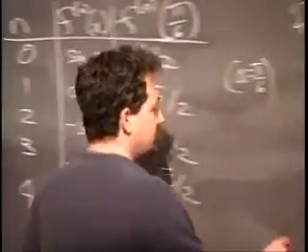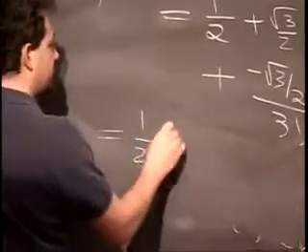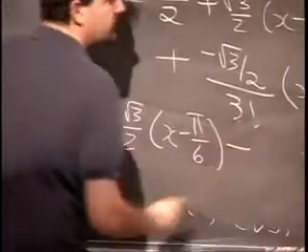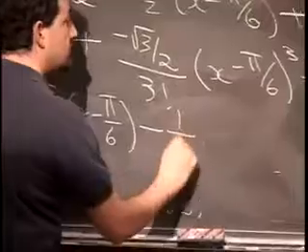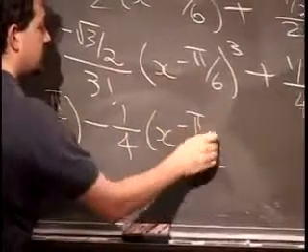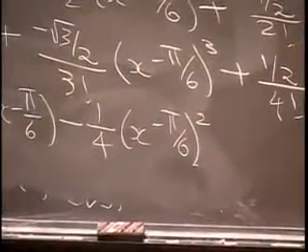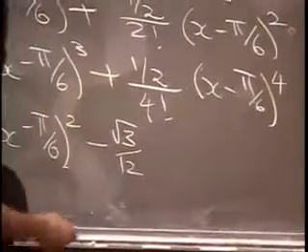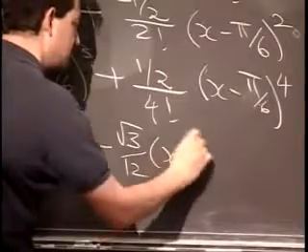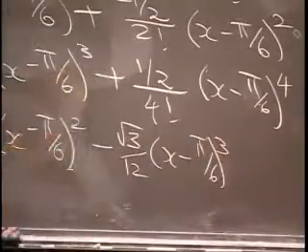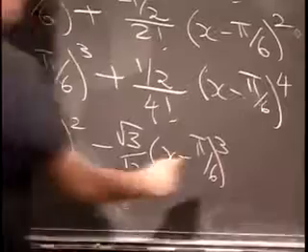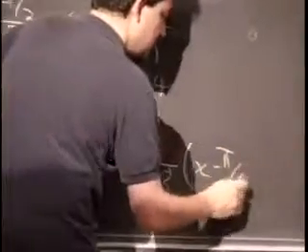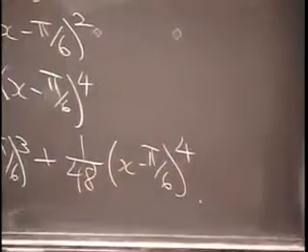It's worth tidying this up a little bit. I get 1/2 plus root 3 over 2 times (x minus pi over 6). 2 factorial is 2, so I get minus 1/4 (x minus pi over 6) squared. 3 factorial is 6, so minus root 3 over 12 (x minus pi over 6) cubed. And finally, 4 factorial is 24. So this will be 1 over 48 (x minus pi over 6) to the fourth.